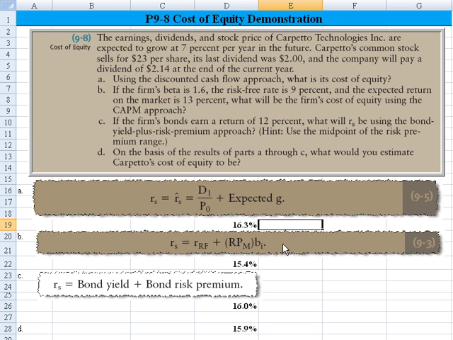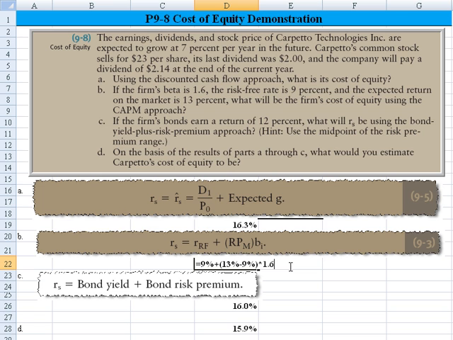Alright, well, the formula for that appears in front of you right there. And in this one, we calculate the cost of equity by adding the risk-free rate to the risk premium of the market multiplied by the beta of the security at hand. Okay, let's hit F2. I have it solved. It's 15.4%. But here's how we calculate it.